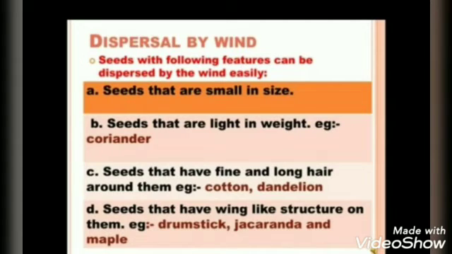Some seeds have a special part which helps them get carried away by the air. Seeds dispersed by wind have certain features, like seeds should be small in size. That is, the smaller the seeds, the easier it is for the wind to carry them away. Seeds have to be light in weight, like coriander.